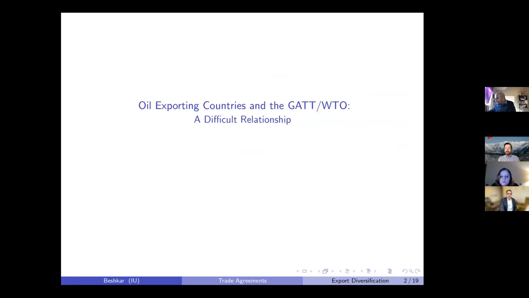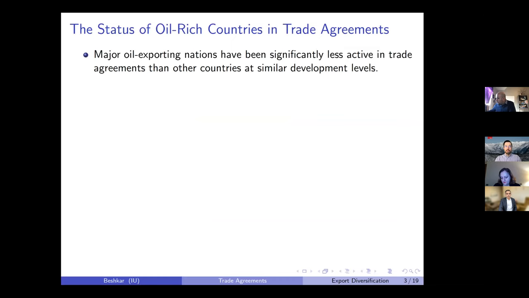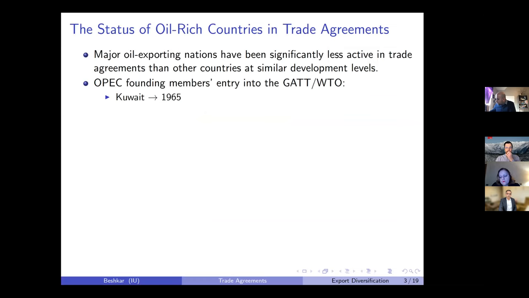So I will look very quickly at the relationship between the GATT and the WTO and oil exporting countries. Generally they had a very difficult relationship over time. If you look at major oil exporting countries, they had a lot less activity in these agreements. Look at the OPEC founding members, for example. GATT was established in the late 1940s, but Kuwait was the first OPEC member that joined the GATT, in 1965.